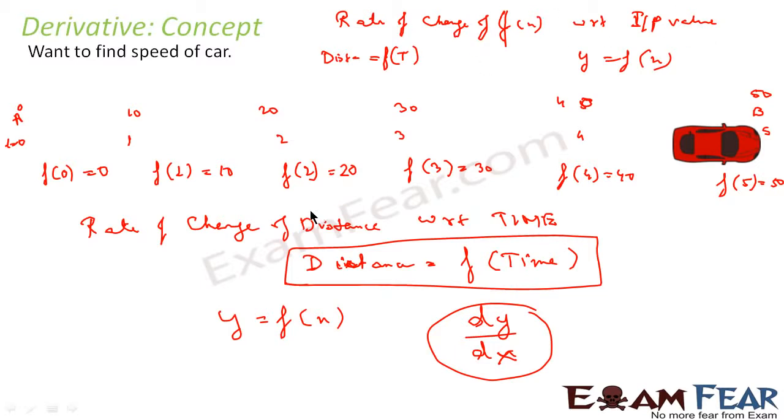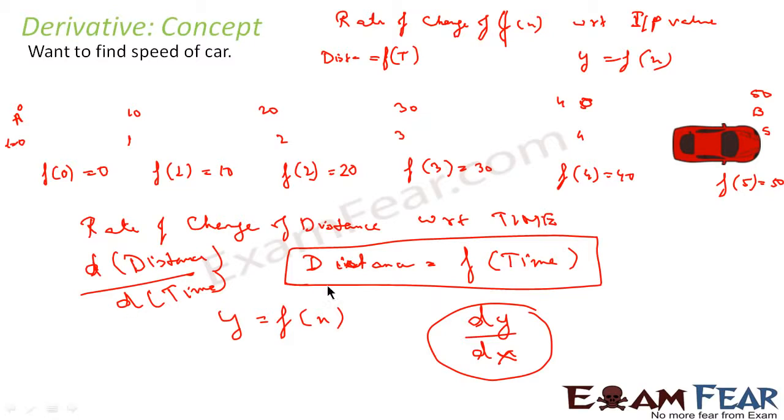So here we have a function of time which gives a distance as the output. If I want to find the rate of change of distance, that is d of distance with respect to time, that is d of time, we can use derivative. I'll explain the concept, but this is the basic idea of derivative. We want to find the rate of change of a function value with respect to the input parameter.